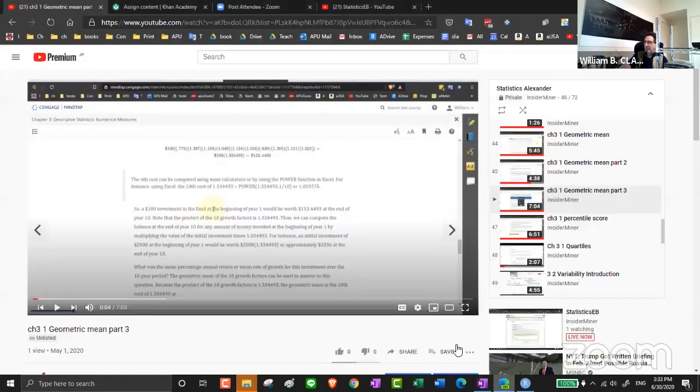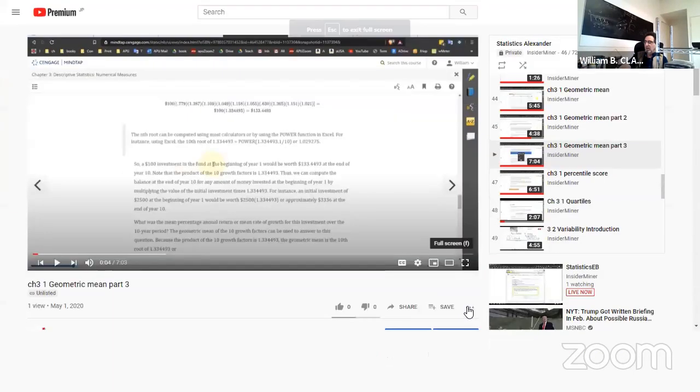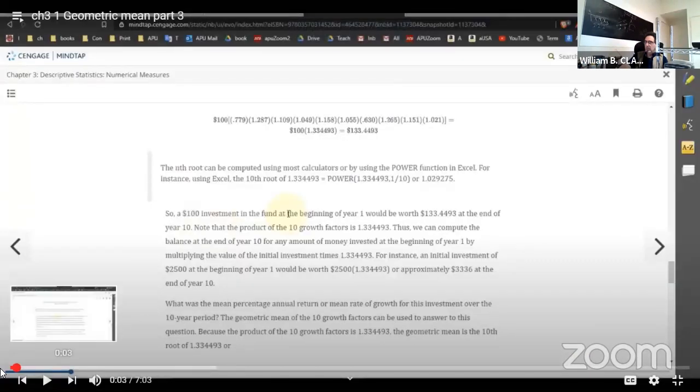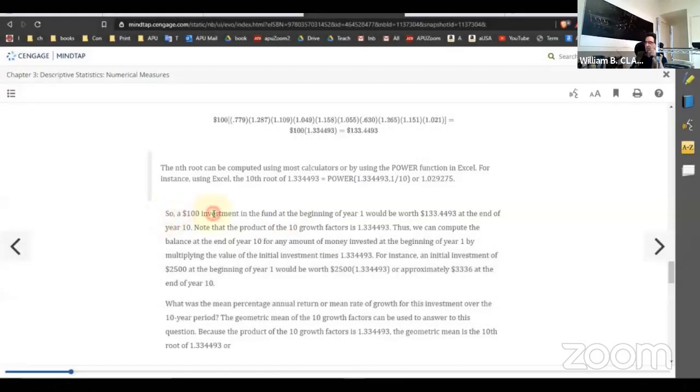So let's look at it. Okay, so here they say, a $100 investment in the fund at the beginning of year 1 would be worth this amount at the end of year 10. Note that the product of the 10 growth factors here is 1.334. So if you just multiply the growth factors without the 100 there, you get 1.33 whatever.